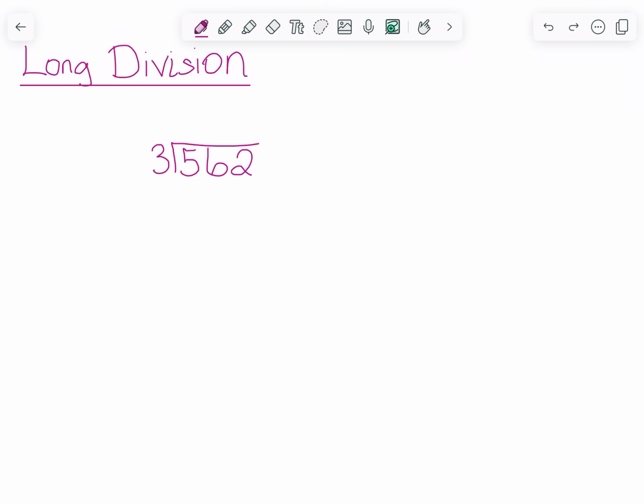The first step, we want to know how many times does 3 go into 5. So we write a 1 above the 5, we multiply 1 times 3 to get 3, and then we subtract this value. That gives us 2. The next step, we would bring the next number down.